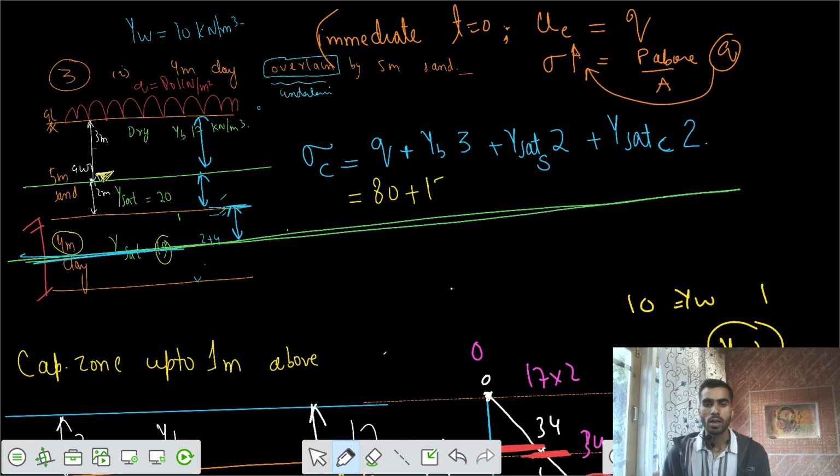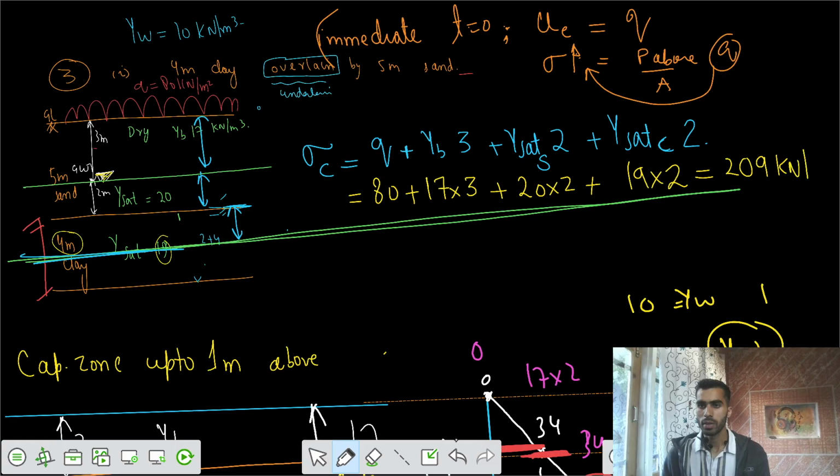Your bulk unit weight of the soil, dry sand, is 17, and we have 3 meters of that layer, plus gamma sat for the sand, that is 20 into 2, plus gamma sat for the clay, that's 19 into 2. So the final value of sigma C is equals to how much? 209 kilonewton per meter square.